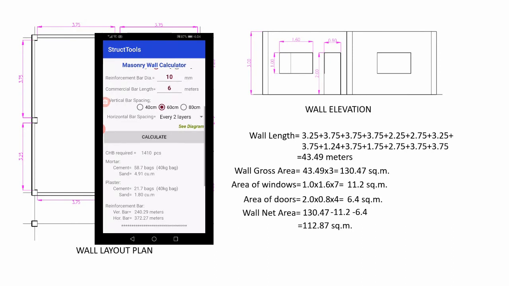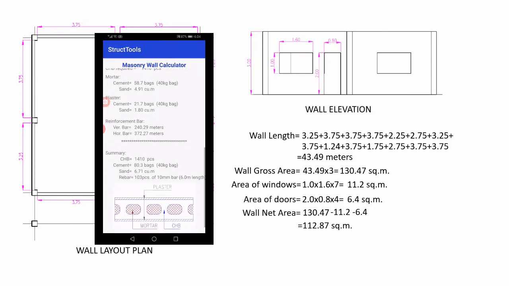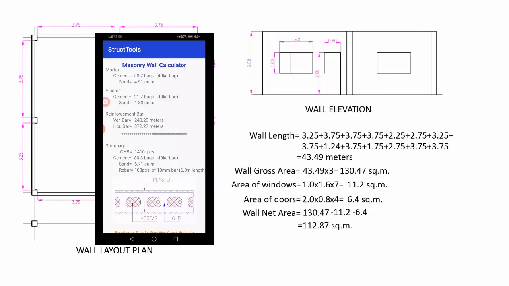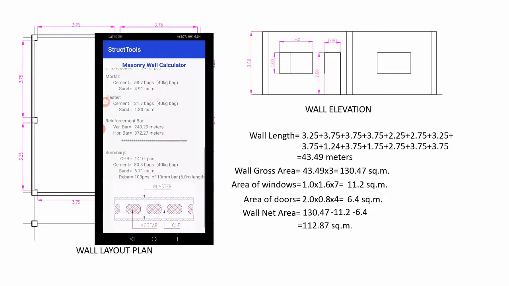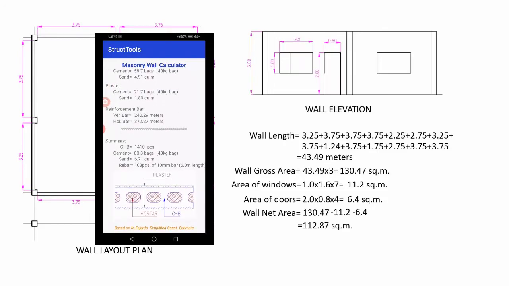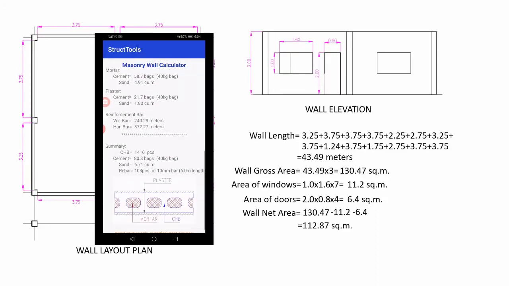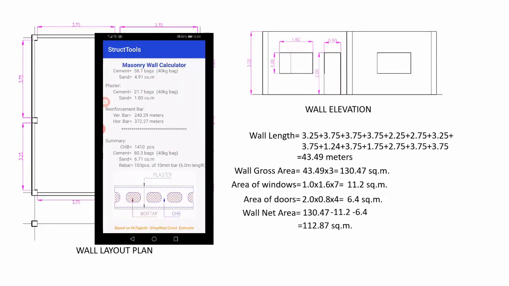Then press calculate. For this simple house, you need 1,410 pieces of CHB or concrete hollow block, 80.3 bags of cement, 6.71 cubic meters of sand, and 103 pieces of 10 mm bar. So that's how simple it is. You don't need to be an engineer or architect, even a simple carpenter, foreman, or house owner. If you want to build a house, you can estimate your own house now.